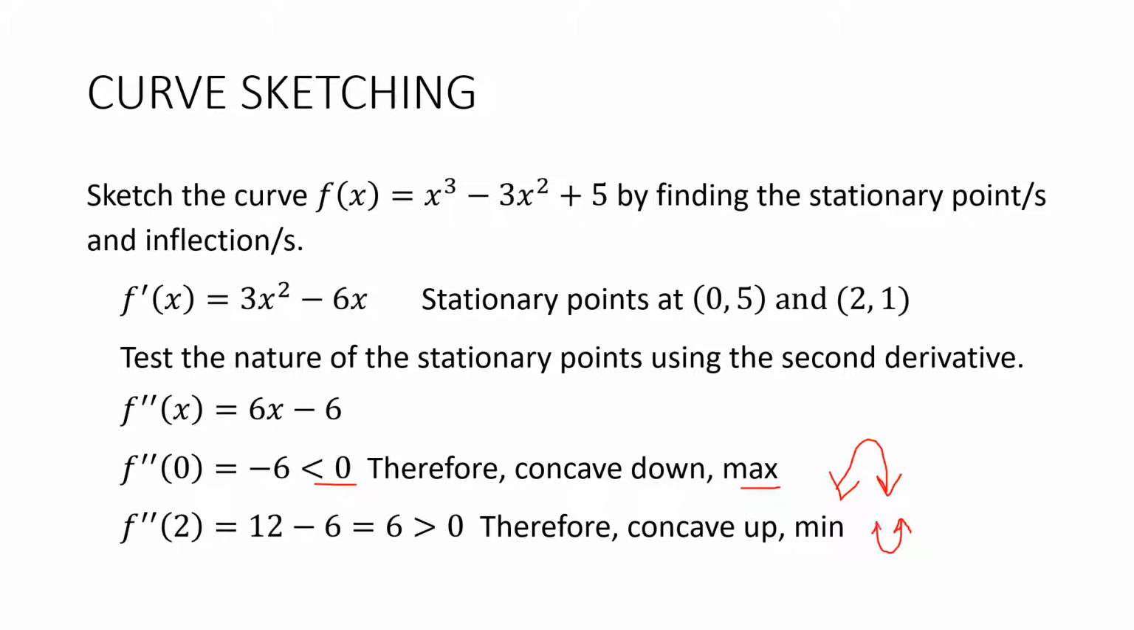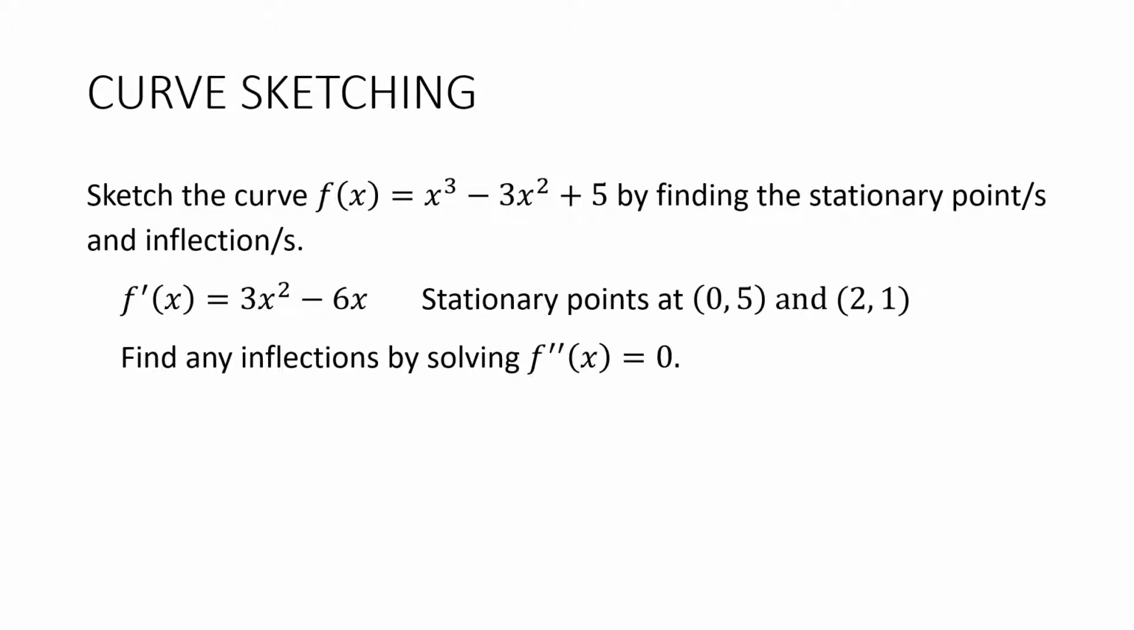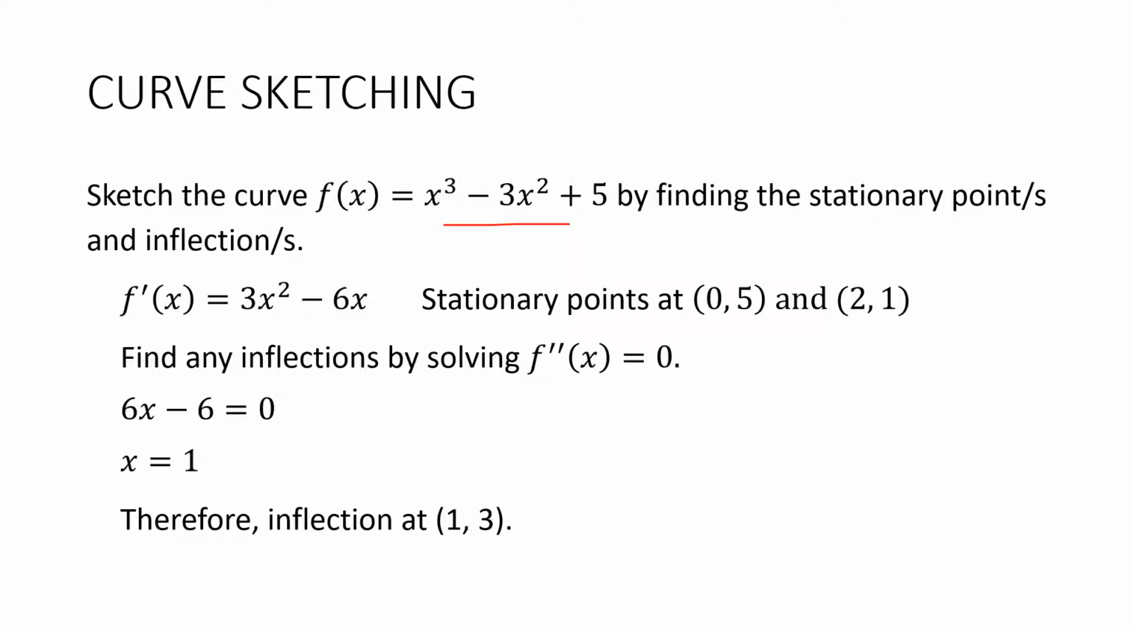Okay, so there's our 2 stationary points that we've found. Now we want to find the inflection, and that's going to be the second derivative equal to 0. Okay, so solving that, we get 6x minus 6 equals 0, 6x equals 6, x equals 1. Again, we want to know it as a point, so we need to know the y coordinate. Put 1 back into here. It's going to give us 1 take 3 plus 5, which is 3, and so we have an inflection at (1, 3).